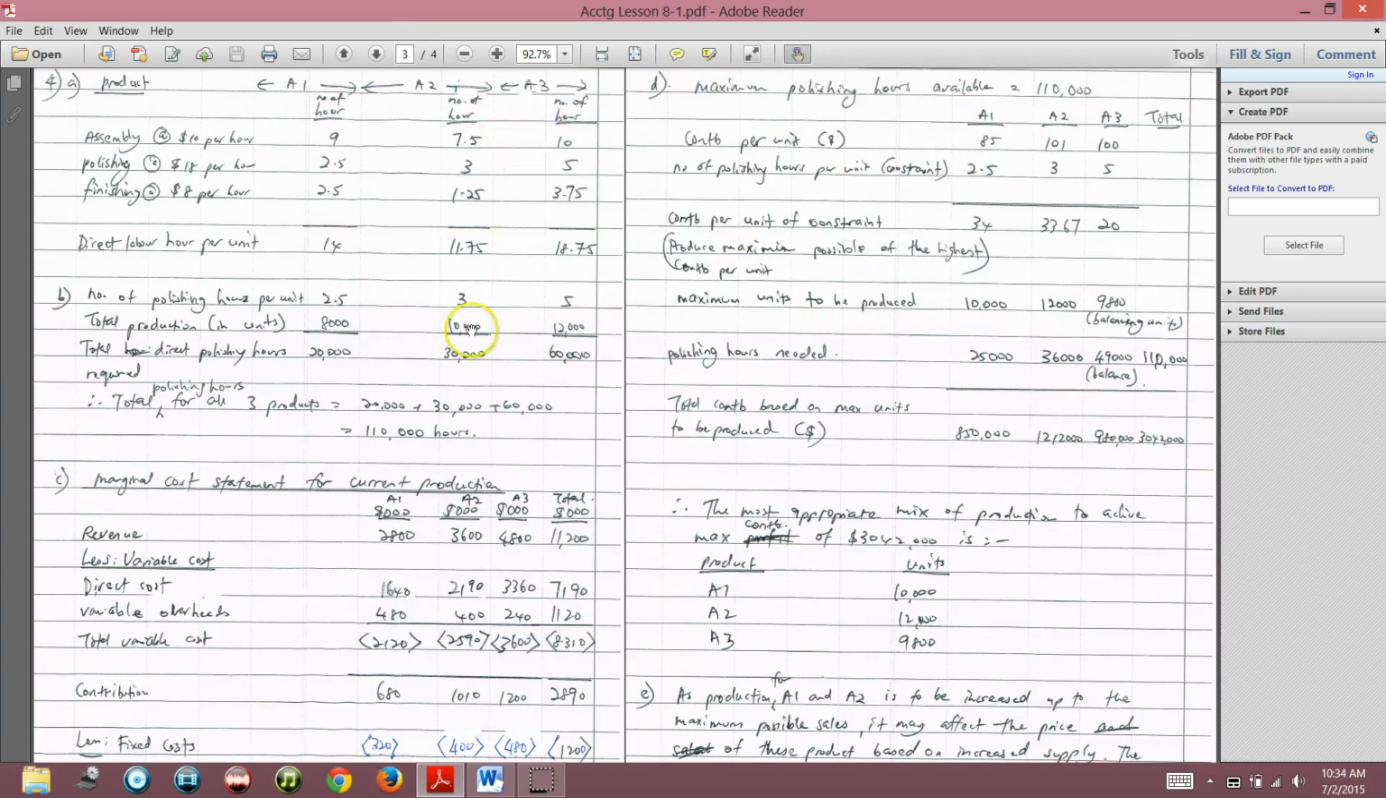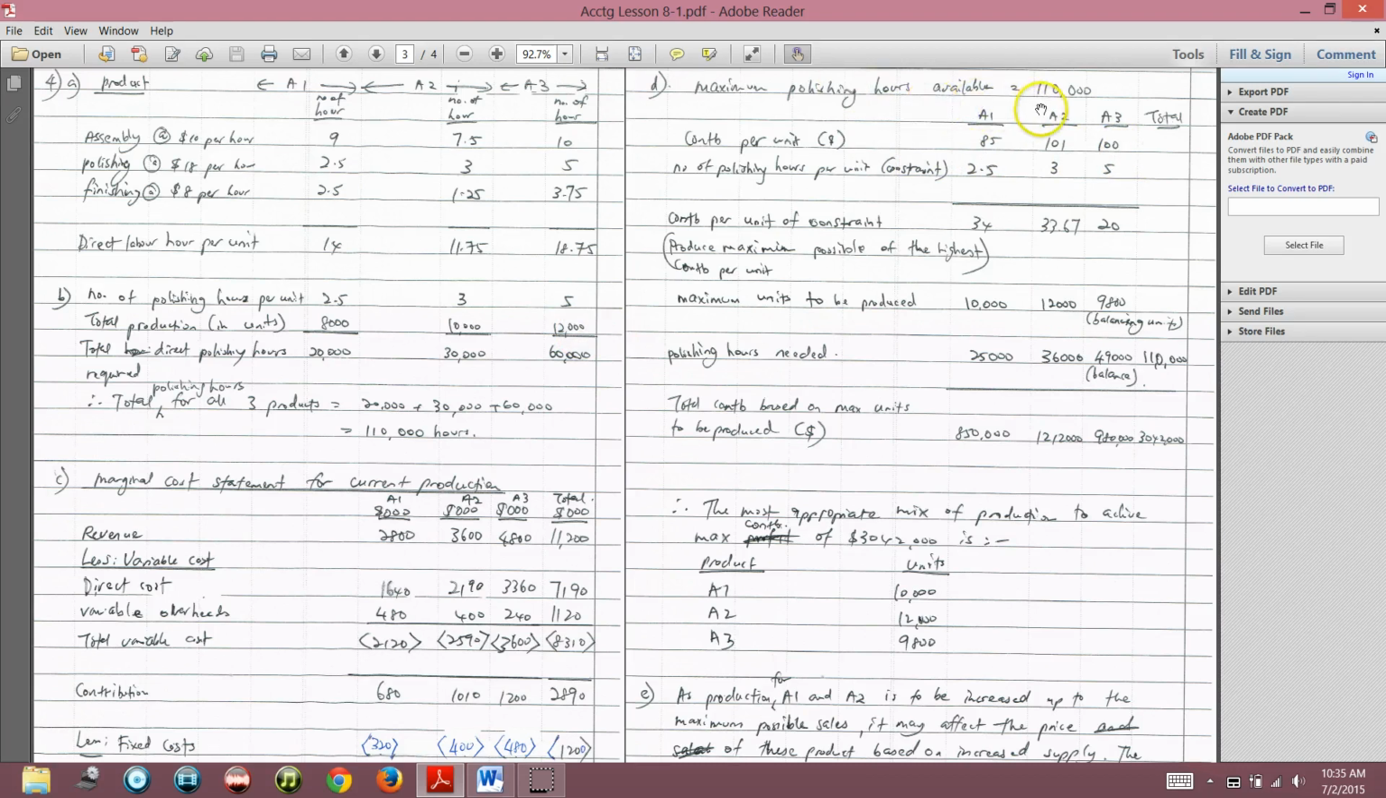For A2, the total production is 10,000 units. Because this is in thousands, this should also be in thousands, so it will be 10. So I take 1,010 divided by 10, which is 101. This is my contribution per unit for A2. Similarly for A3, 1,002 divided by 12 is 100 per unit. The contribution per unit is $100.